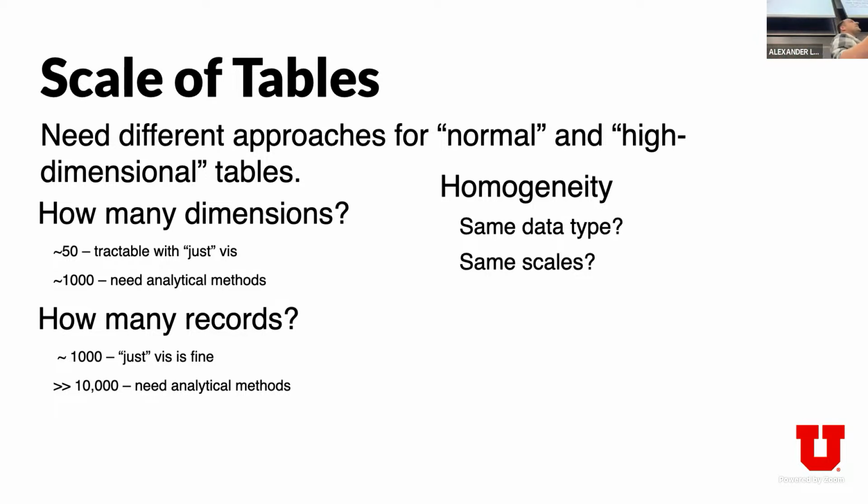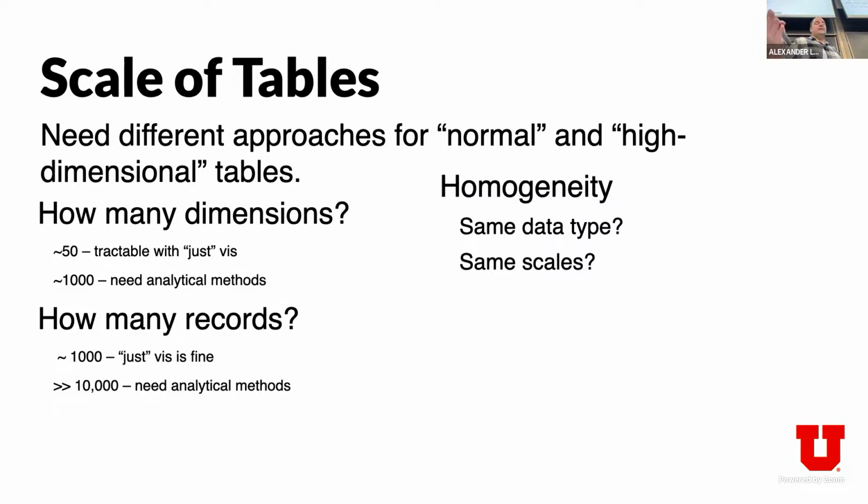How many records, how many rows do you have? Well, if you have about 1,000, then usually just using visualization is fine. But if you have more than 10,000, we probably need analytical methods. This will overplot, right? We need to do something about this. But very important, and the point of this exercise, is the homogeneity of the data, right? So if I have numerical data of the same type for a 2,000 by 2,000 matrix, I can probably just do a heat map, right?